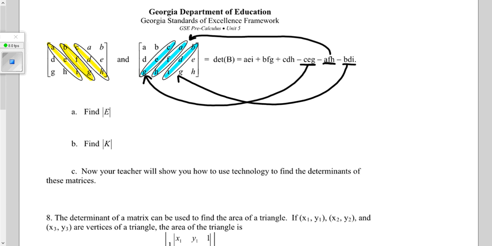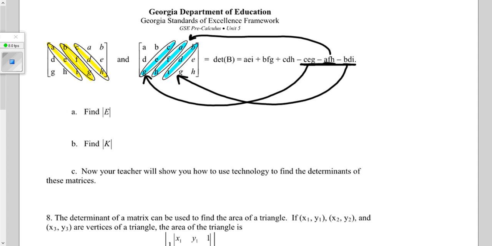BDI was the third. But notice the formula, and this is where a lot of people get messed up when they do 3 by 3s by hand. The yellow diagonals are being added. The blue diagonals are being subtracted. So if you plug straight into this formula, you should be fine. So we're going to do this first one.